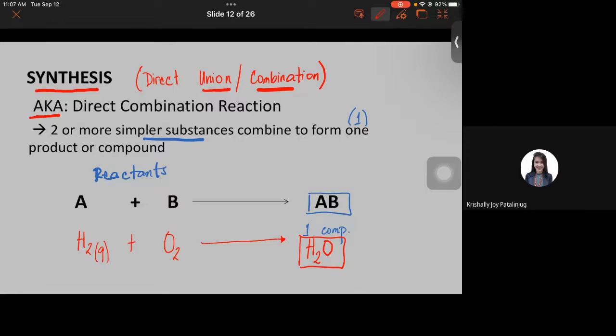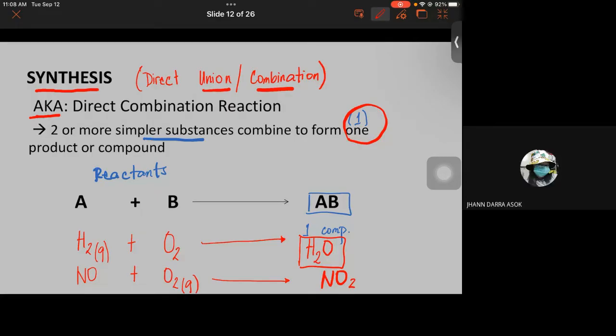Okay, let's have another example. Let's say nitrogen monoxide reacted with oxygen gas. This could as well form one compound, and that is nitrogen dioxide, the stable oxide form of nitrogen. Okay, so that's how you identify if it is a synthesis type of chemical reaction. Just look at the reactant side compared to the product side. If on the product side you are just observing one compound formed, nothing else, then that's synthesis.